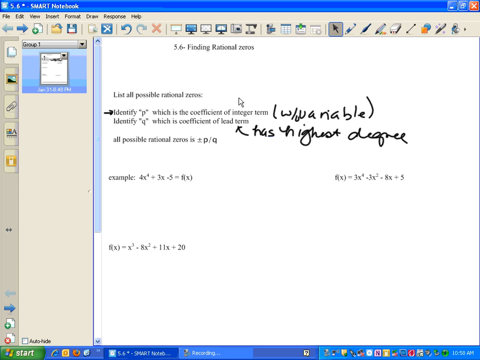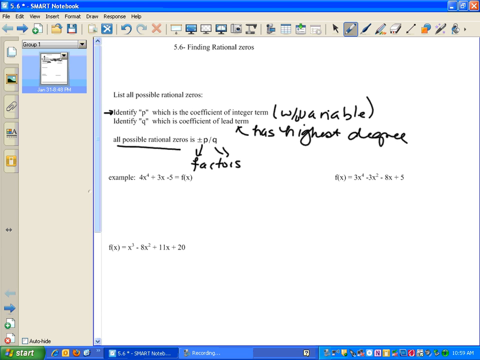So, list all the possible zeros as a fraction, plus and minus p over q. So we don't worry about whether p was positive or q was positive. Our possibilities are all going to be both positive and negatives, and all I'm looking for is the absolute value of p and the absolute value of q. All right? So, what we're going to be doing with these is looking at factors. The factors of p divided by the factors of q.